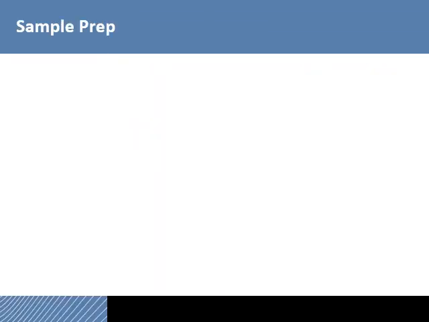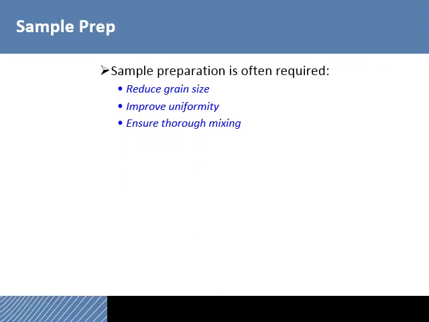All right, basic sample prep. Sample preparation is often required to reduce the grain size. We've talked in the past about grain size effects and preferred orientation. There is actually an optimal grain size. Reducing the grain size at the same time also improves uniformity or homogeneity of your sample. You definitely want to make sure your sample is thoroughly mixed.